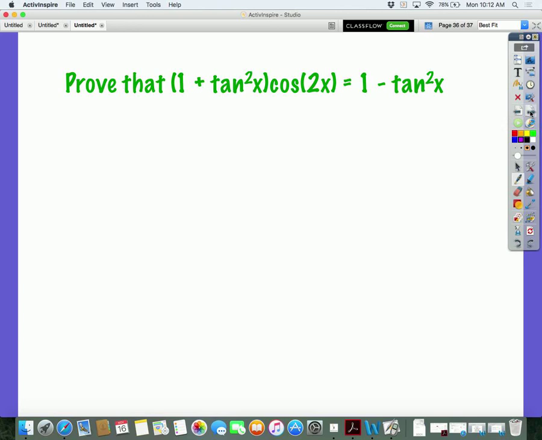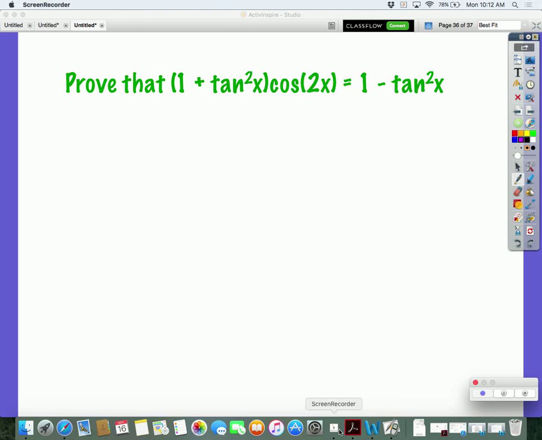So we're going to look at this problem. We're going to prove it together, and then we should have some time for you to do the next one on your own. We're trying to prove that 1 plus tangent squared x times cosine 2x equals 1 minus tangent squared x. We're proving identities. For those who have never proved identities before, you always start with your most challenging side to make it look like your simpler side.